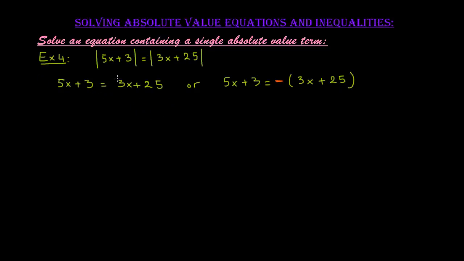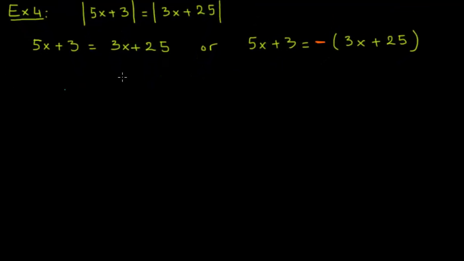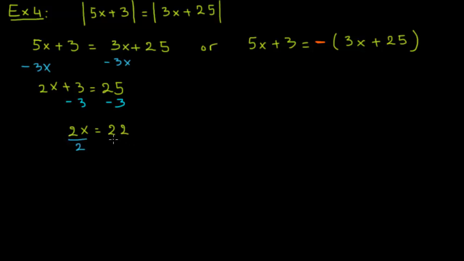Then we will solve each equation individually. On the left side, I'm going to bring x to one side, so subtract 3x on both sides, which gives me 2x plus 3 equal to 25. Then we move 3 over, subtract 3 on both sides. We have 2x equal to 22. Then divide both sides by 2. We will have the final answer for the first equation: x equal to 11.